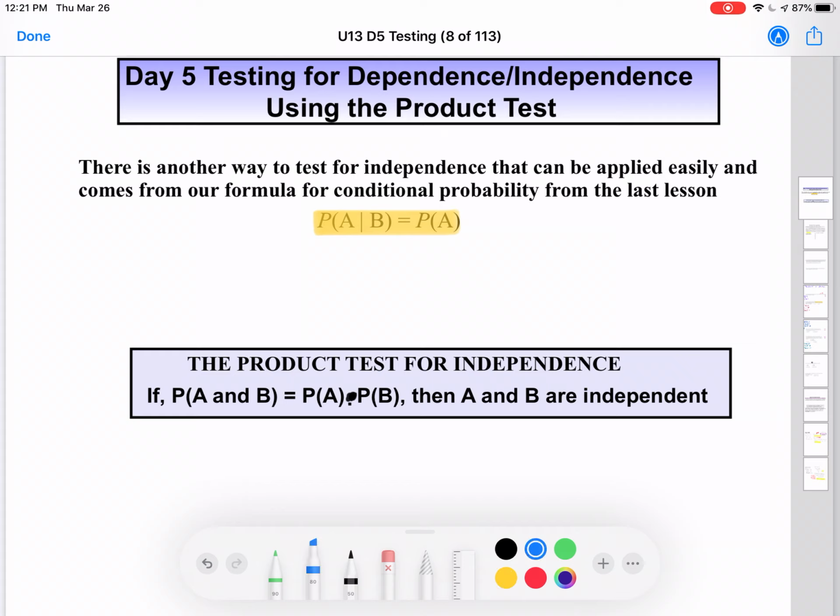All right, so I want to show you a different test, and it stems from this one. So watch. We know that the probability of A given B can be changed over to the probability of A. Let's start writing that over again. Okay, so we know that the probability of A given B can be written as probability of A and B, right, divided by the probability of B.